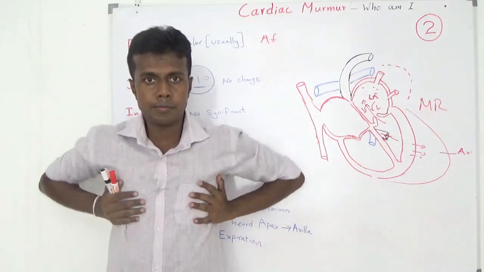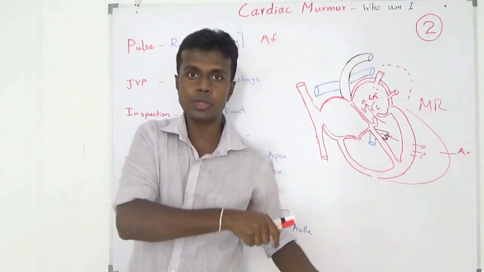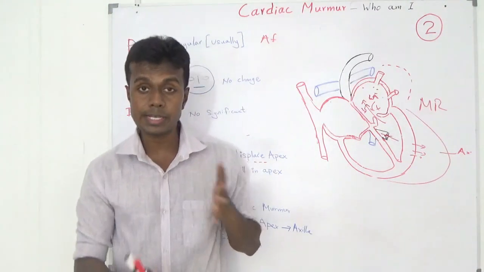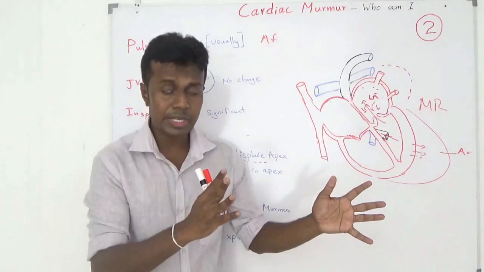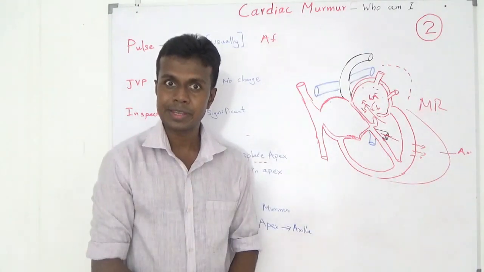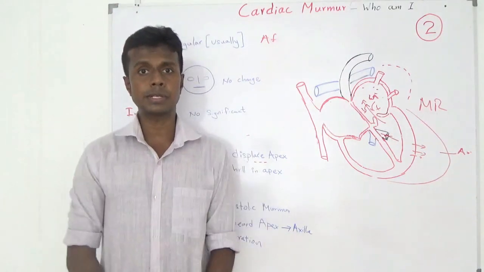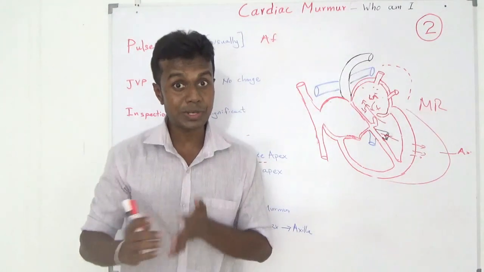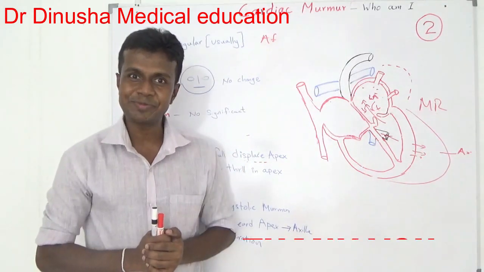During expiration, blood which is pooled in your lung goes into the left atrium. So a left-sided murmur will increase during expiration. If somebody says a murmur increases with expiration, definitely that murmur should be related to the left atrium or left ventricle. If a murmur increases with inspiration, definitely that murmur belongs to the right side of the heart. Inspiration, right side; expiration, left side. That is all regarding mitral regurgitation. Thank you very much.